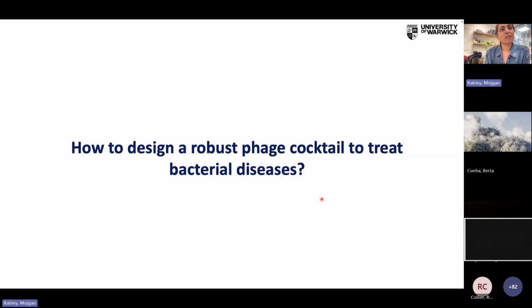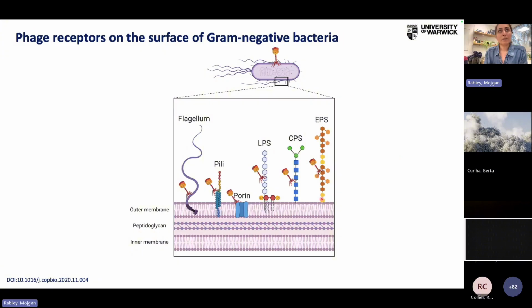One of the factors that we need to consider for this is the phage receptors. In my video, I showed you that phages bind to the bacterial cell surface, to what we call receptors. Bacteria and bacteriophages could use many different receptors on the bacterial cell surface. This is a gram-negative bacterium, and in the outer membrane, they have flagella, pili, porin, lipopolysaccharide, capsule polysaccharide, exopolysaccharide, and bacteriophages could use any of these as receptors to bind to the bacterial cell surface and start the infection.